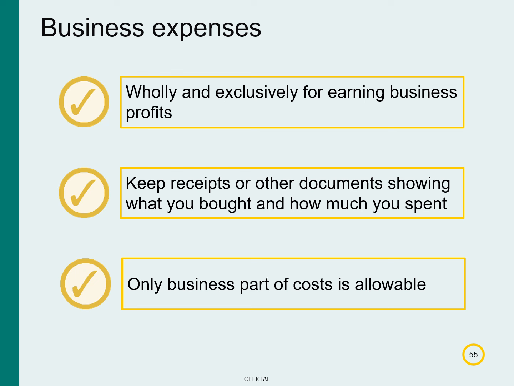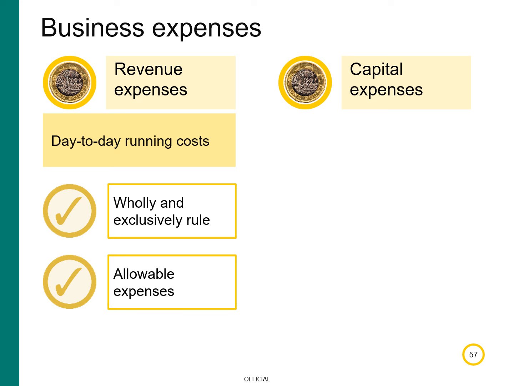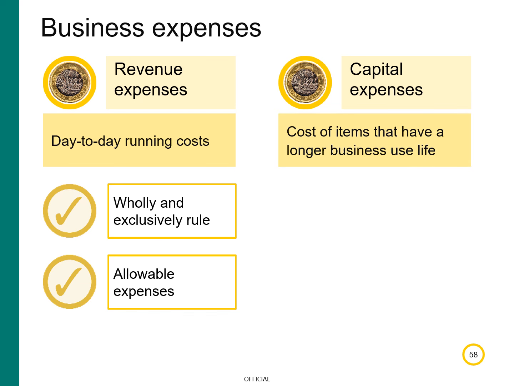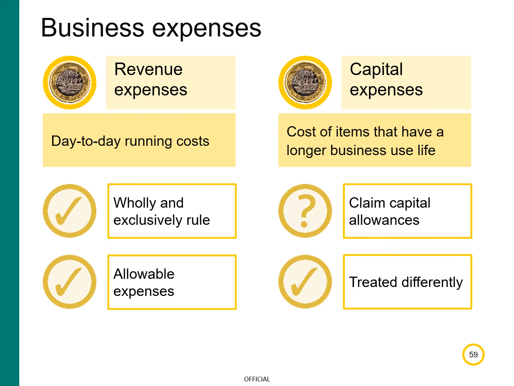There are two types of expenses: revenue expenses and capital expenses. Revenue expenses are the day-to-day running costs of your business, for example, premises costs, phone bills, or stationery. Revenue expenses are allowable expenses, providing they meet the wholly and exclusively rule. Capital expenses are the cost of things that have a longer business use life, usually 2 years or more, for example, equipment, computers, or vehicles. You may be able to claim special tax allowances called capital allowances for these, so you don't treat capital expenses in the same way as revenue expenses.